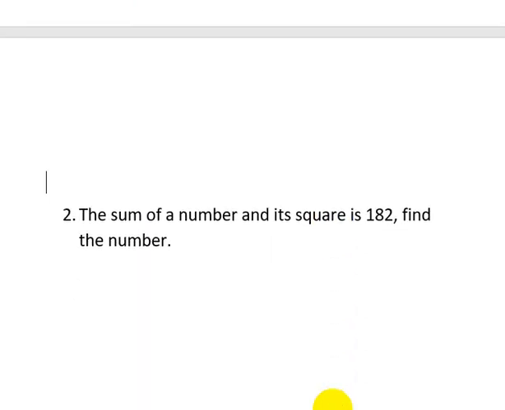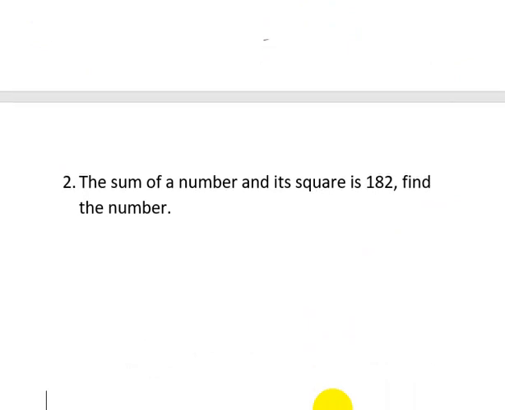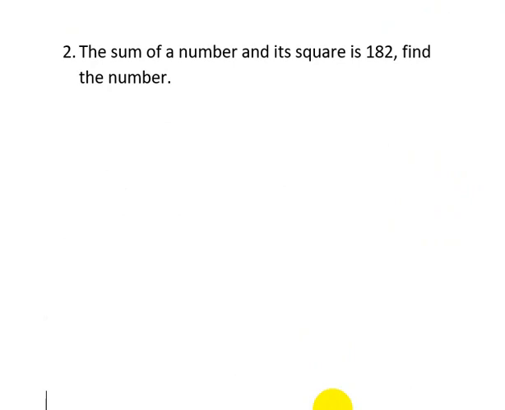Now question 2 says that the sum of a number and its square is 182. We should find the number. There is a number. If you add that number to the square of that same number, the answer is 182. We should find the answer. We don't know the number, so we will put x as the number.